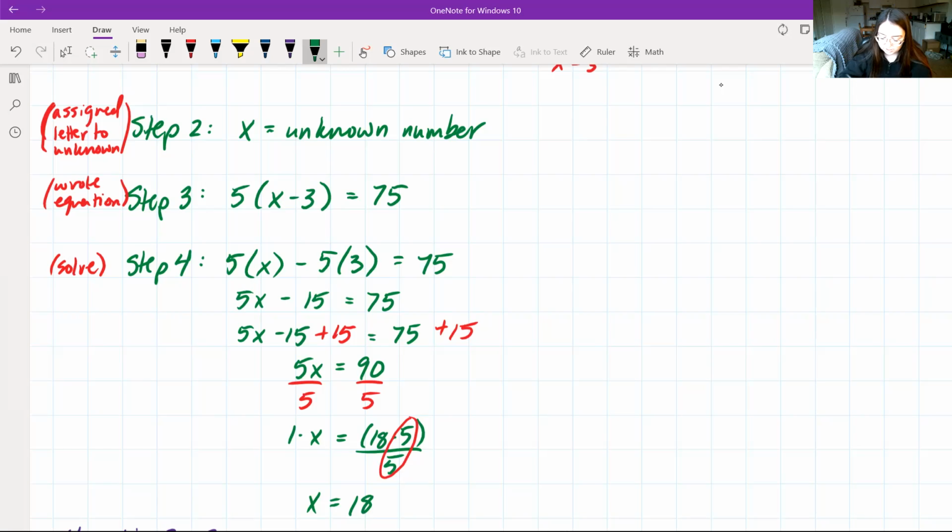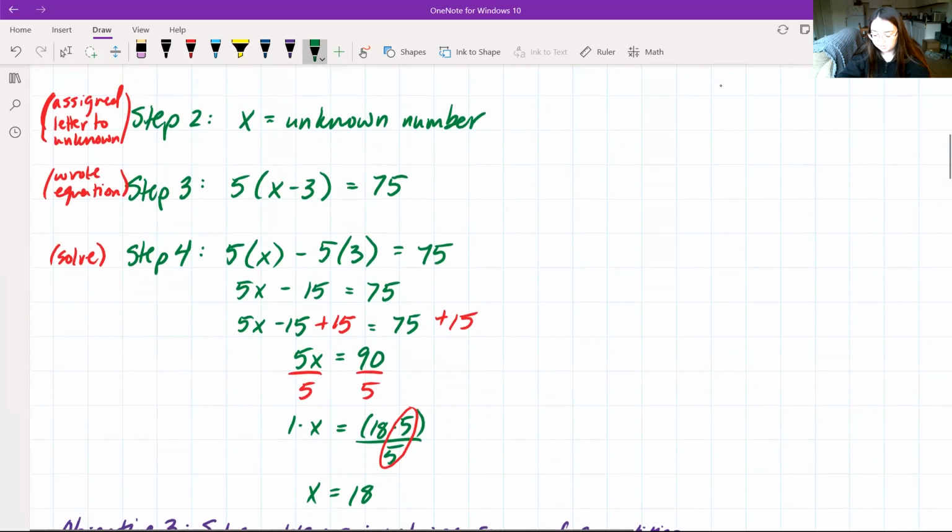So this is our solution here. So this is technically step 5. And we have most definitely run out of room. So step 5 was our solution. So we have x is 18, where x was our unknown number.